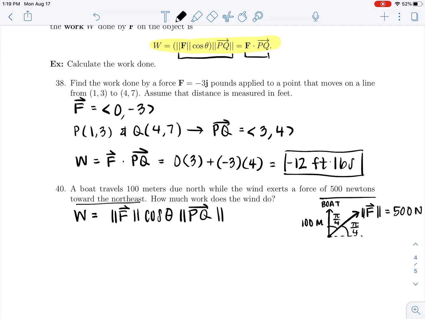So I think I have everything that I need here. I know that theta is pi over 4, for one. I know that the magnitude of F is 500. And what else do I know? I know that the magnitude of PQ is 100.